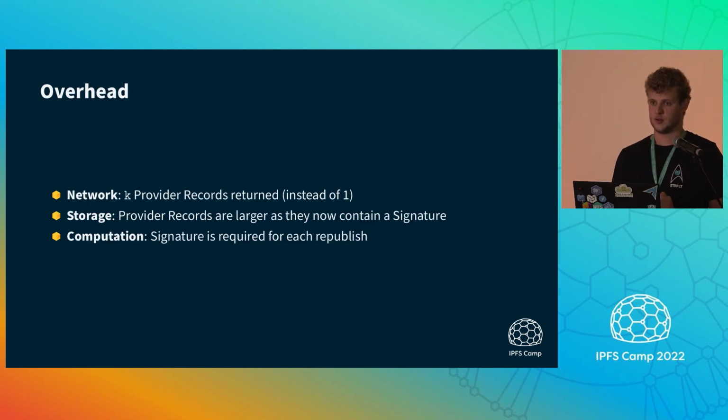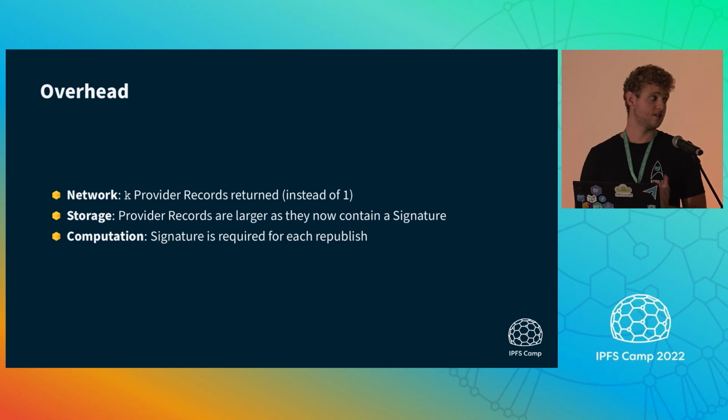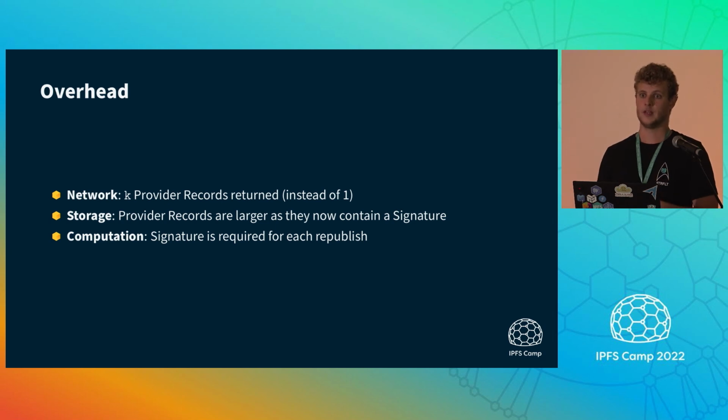And now let's go to the overhead. The overhead is quite low, I would say, because there is no additional RTT or additional hop in the routing. Routing works exactly the same. No additional packet when doing the lookup. It's just when we retrieve the provider record, we will retrieve K, so K anonymity, instead of 1. So the number of bytes on the network will increase.